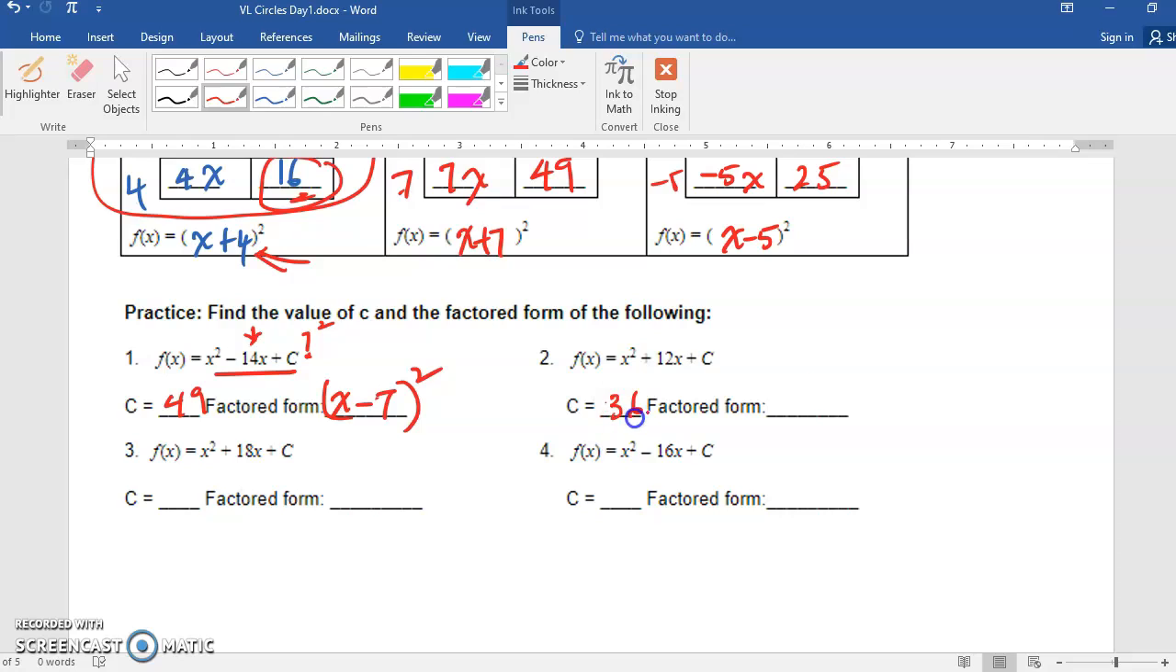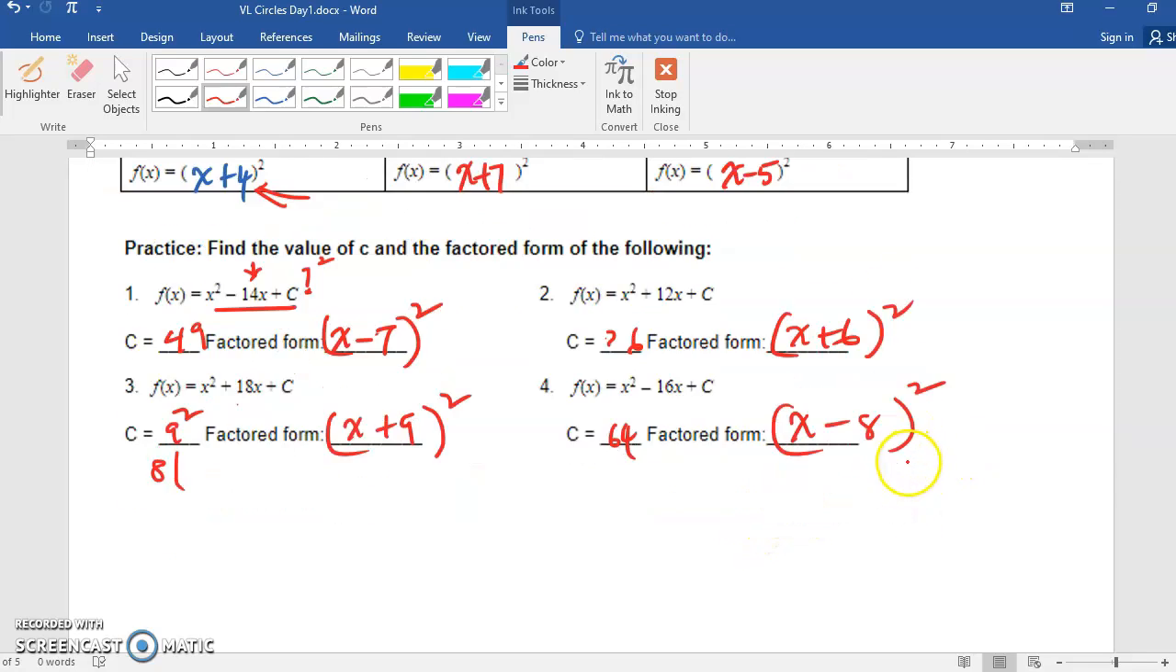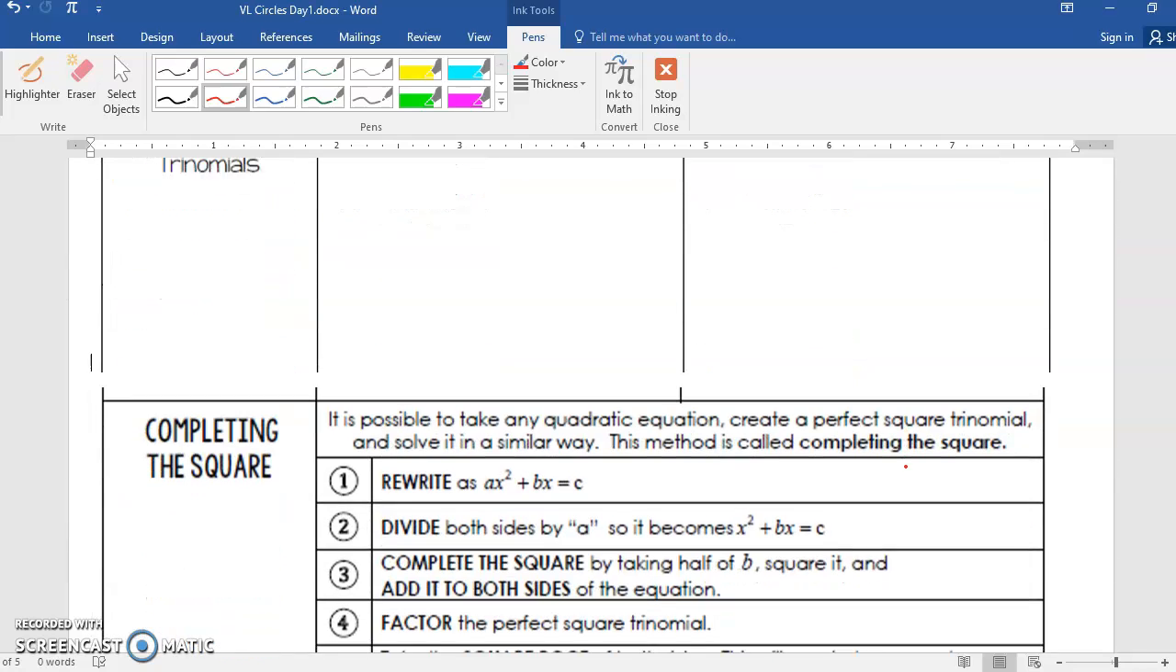So here it is 36. And so this is x plus 6 squared, because half of 12. Here it is 9 squared, which is 81. So the factored form is x plus 9 squared, right? So C is 64, and the factored form would be x minus 8 squared. All right. So once you get this concept, it becomes really easy, and we'll do some questions.